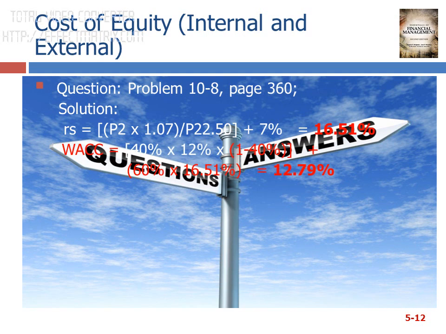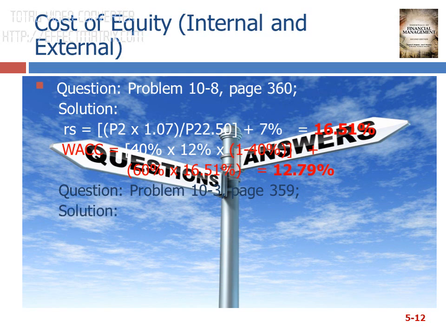Then you just apply the WACC formula: 40% times interest rate of 12% times 1 minus 40%, the after tax rate, plus 60% times 16.51, you get 12.79%. I put this as the last problem, although it's 10-3, because it's a workbook. So page 359. So pause for a while, then you go back after answering.